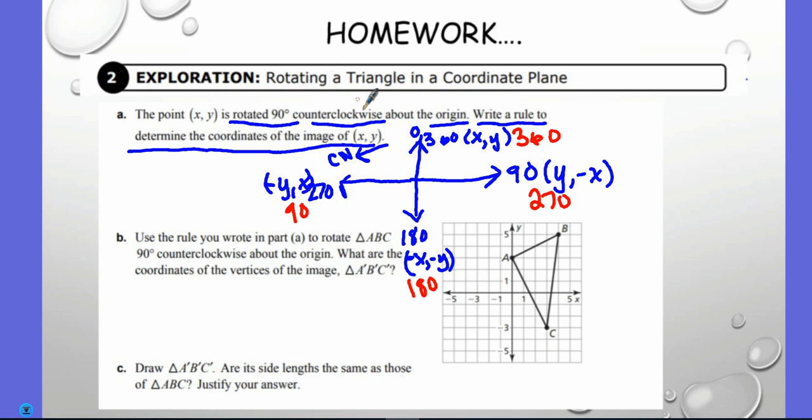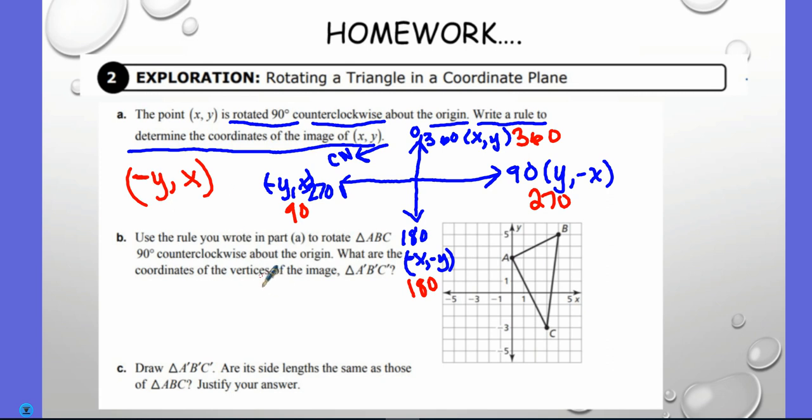So the rule for rotating counterclockwise about the origin, that means we turn to the left about the origin. The rule tells you to switch x and y and make the y negative. So you switch x and y, and make the y negative.